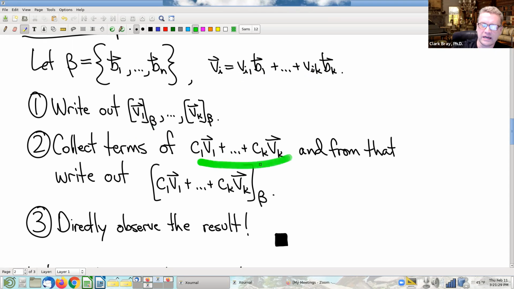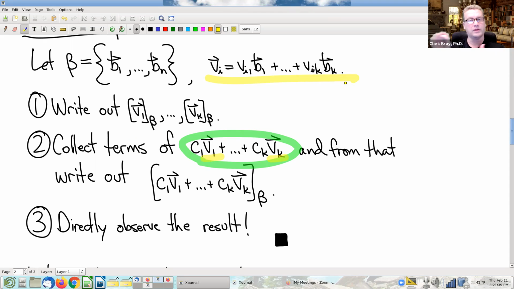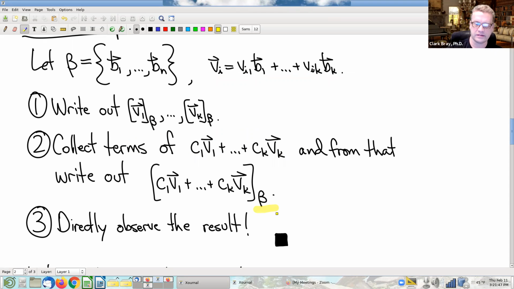Next, look at the other side of the equation. Take a linear combination of these vectors, right? These same vectors. Take linear combinations of them. You're going to have to multiply out and collect all the terms together. Once you have that with all the terms collected together, you can write down the coordinates of that linear combination. So write out those coordinates as well.